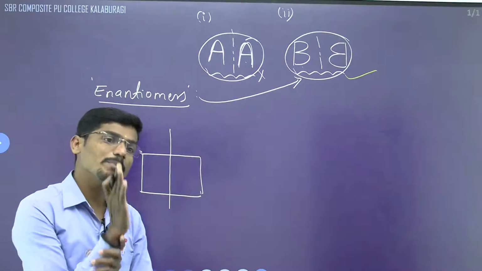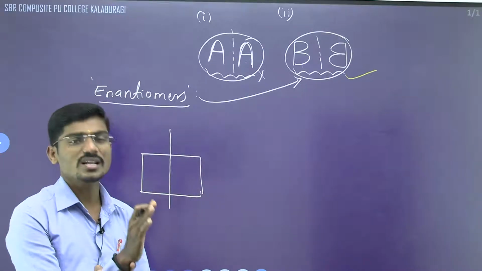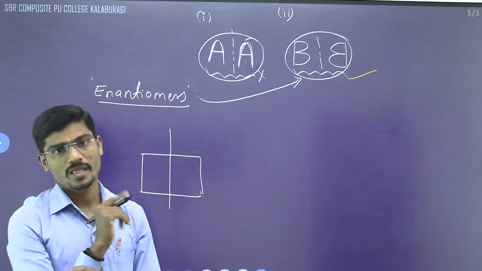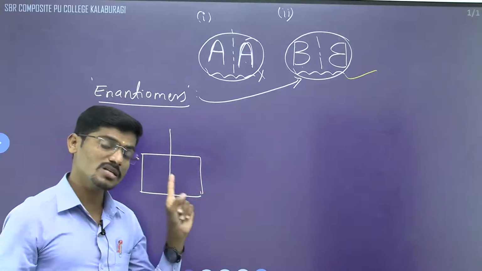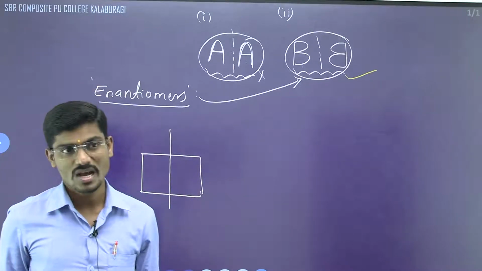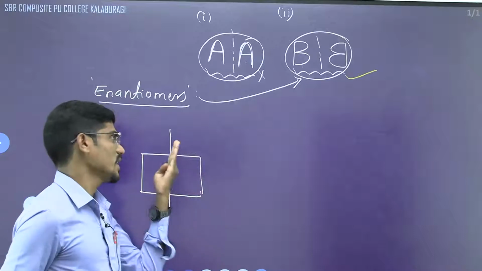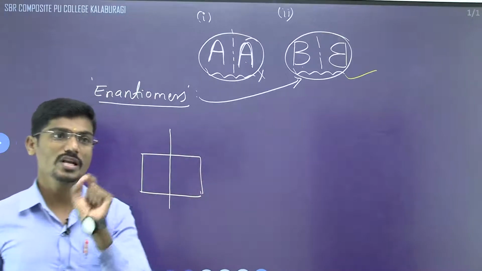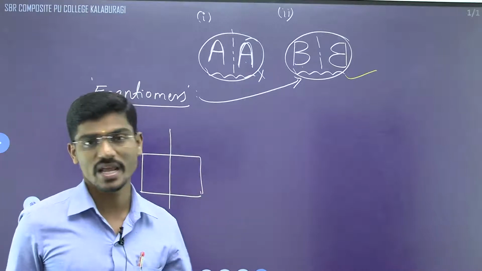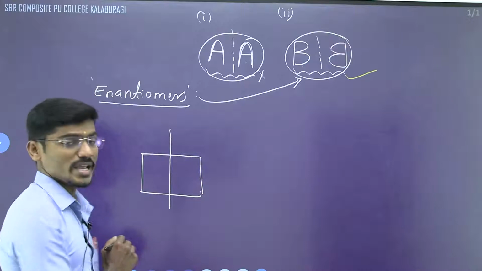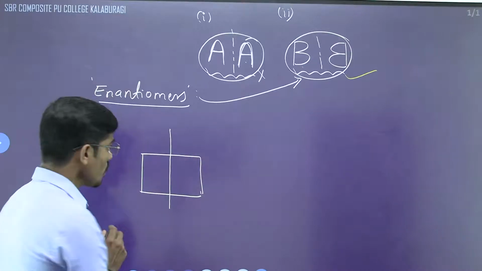If it has a plane of symmetry, then it is not an optically active compound. For optical activity, it must contain an asymmetric center carbon atom. But here symmetry is present in this molecule. Therefore, we cannot say that this is an optically active compound. So it is an optically inactive molecule.